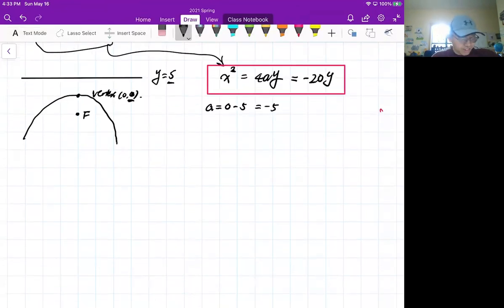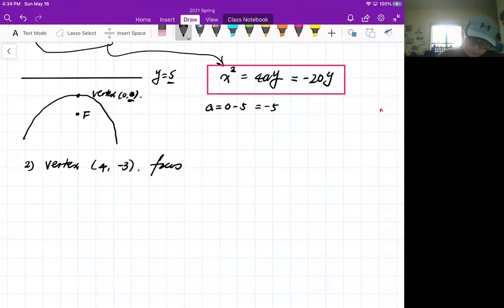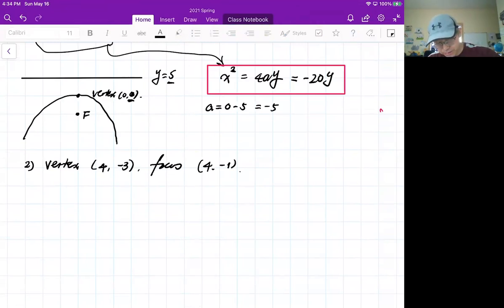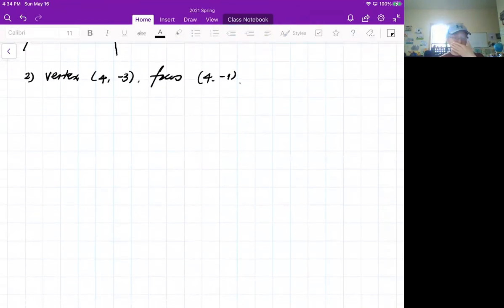Okay, next one. Let's say now the vertex is not at the center anymore. Second part here. Let's say the vertex is at (4, -3), and the focus is at (4, -1). Let's try that. I give everyone 30 seconds. You need to first of all draw the picture. Where is the focus? Where is the vertex? And where is the directrix? And the most important thing is how do you find the value of A? The value of A is always the focus minus the vertex.